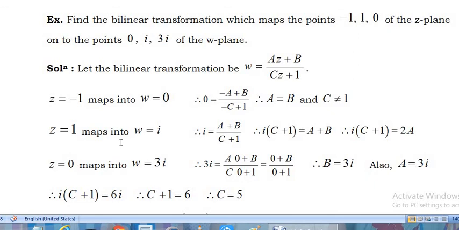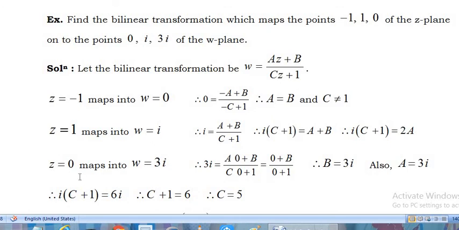Another bit, z is equal to 1 maps into w equal to i. Therefore i equal to (a times 1 plus b) upon (c times 1 plus 1). Therefore i times (c plus 1) is equal to a plus b, and we know a equal to b, so that is equal to 2a. We cannot go further, so let us keep it and let us concentrate on the remaining bit of information.